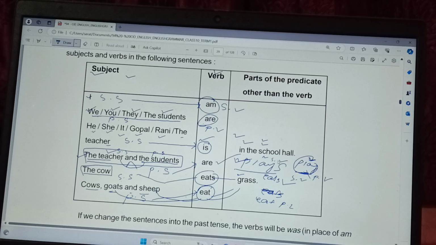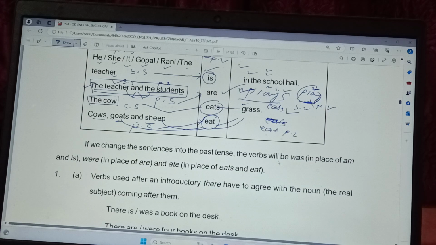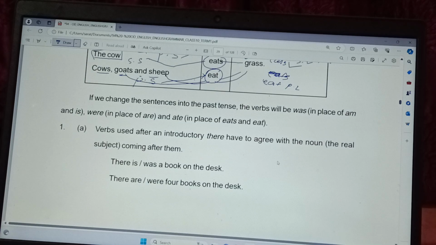Next, guys, proceed. We read some important rules of subject verb agreement, guys. Rule 1, in the previous video, you watched and know rule 1, guys.